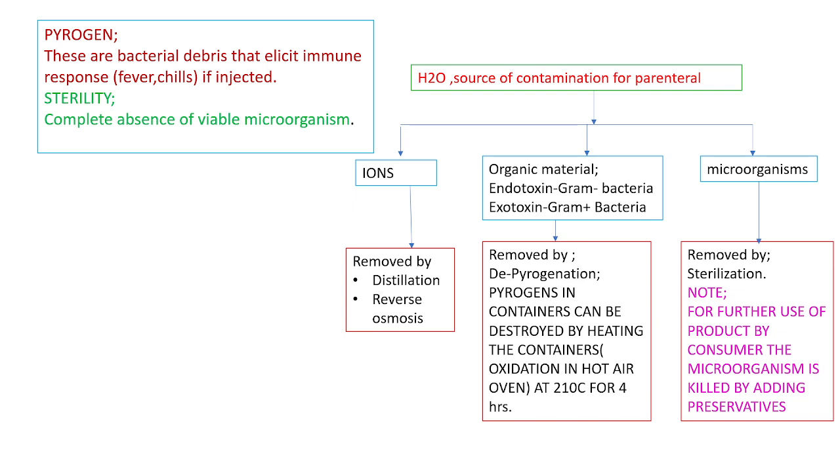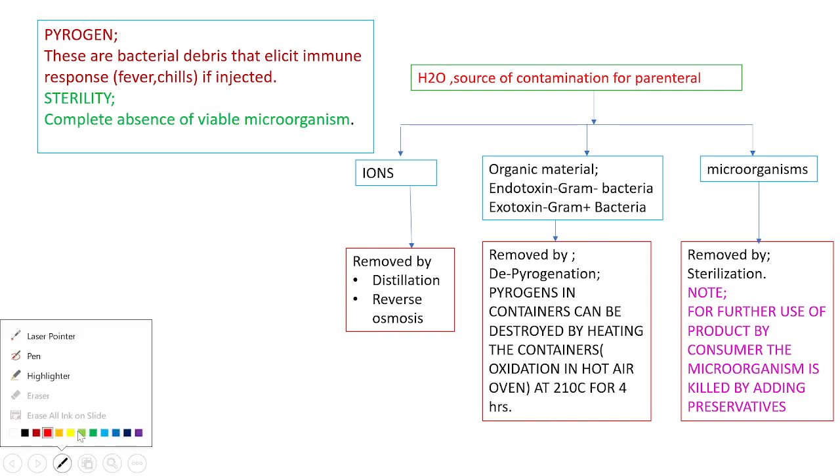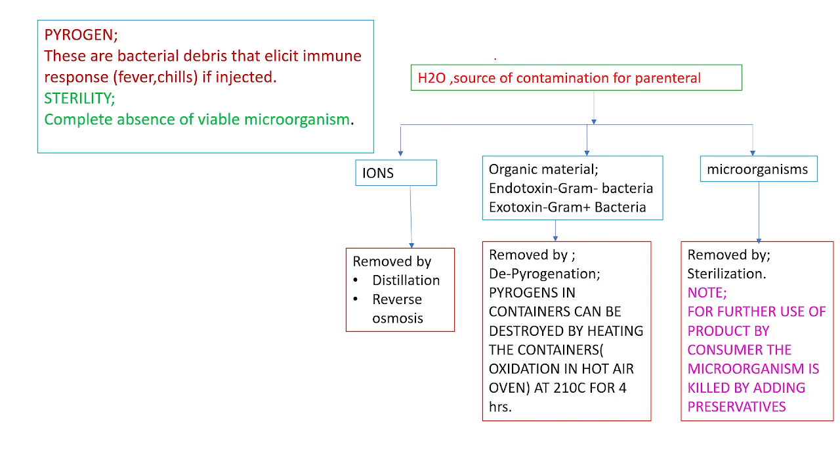Now the topic is vehicles used in the parenteral dosage forms. Which vehicle is majorly used in parenteral dosage forms? Water is mainly used as a vehicle in parenteral dosage forms. This water is also responsible for being a source of contamination for the parenteral dosage forms.